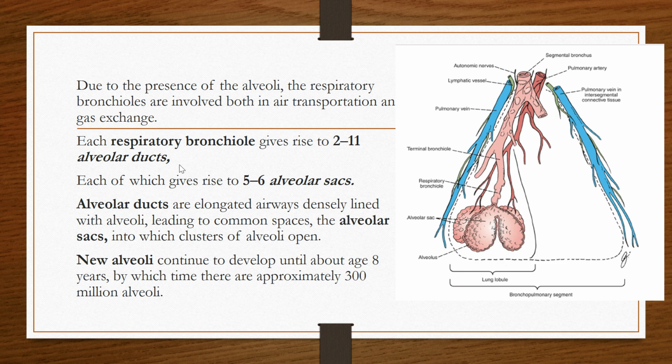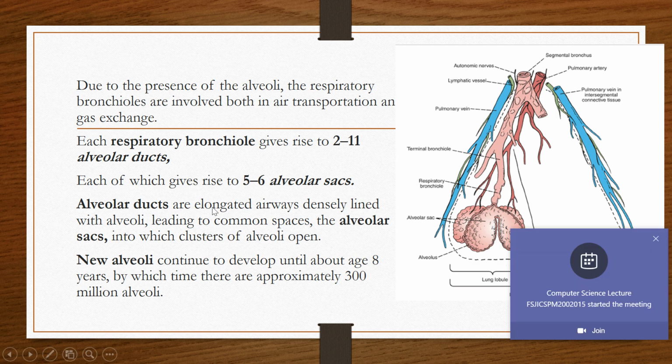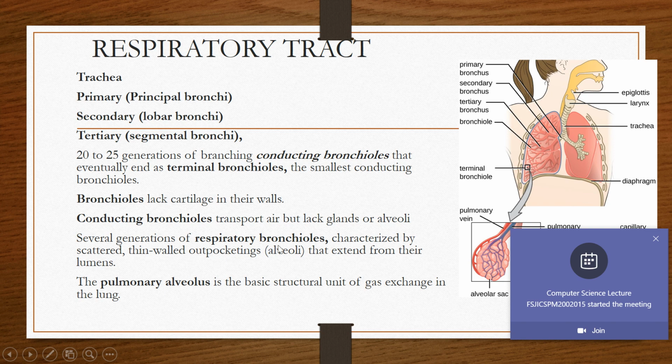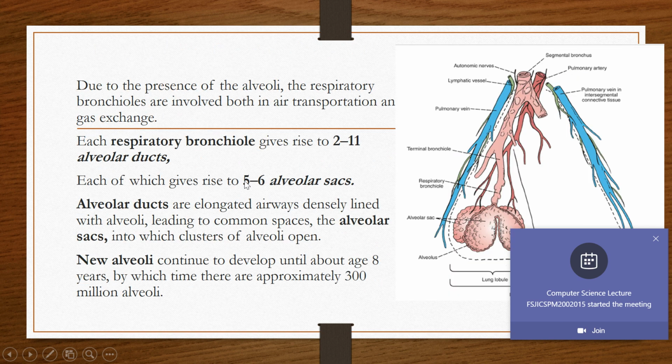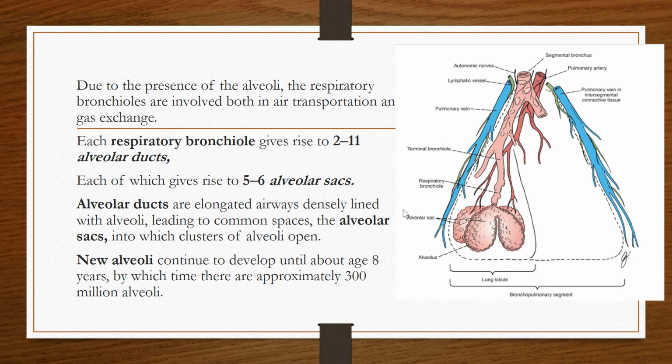We have reached up till the respiratory bronchiole. So the respiratory bronchiole will give rise to 2 to 11 alveolar ducts. See in this diagram, this is the respiratory bronchiole. This one respiratory bronchiole will give rise to 2 to 11 alveolar ducts. Each of the alveolar ducts will give rise to 5 to 6 alveolar sacs.